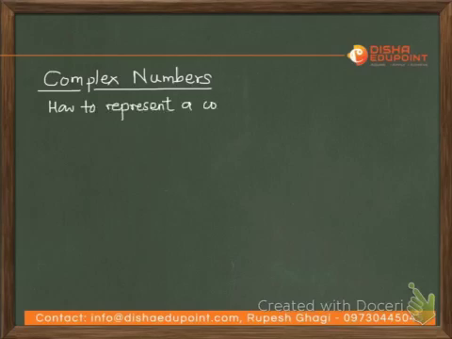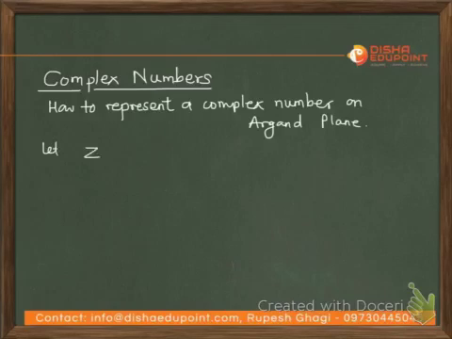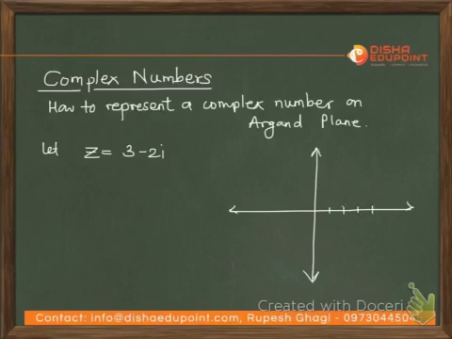Now, how to represent a complex number graphically? The graphical representation of the complex numbers is done on the Argand plane. Argand plane is just like the Cartesian plane, but in this particular plane, the y-axis is particularly for the imaginary part of the number and the x-axis for the real part of the number. Let z is equal to 3 minus 2i, and we will try to plot this number on the Argand plane.